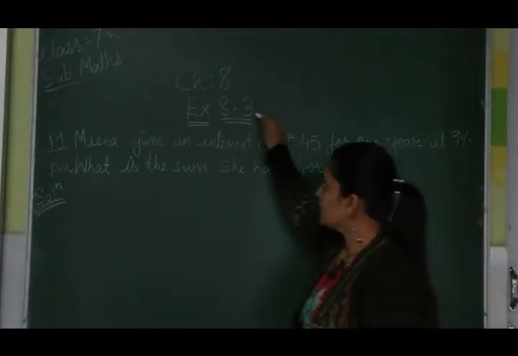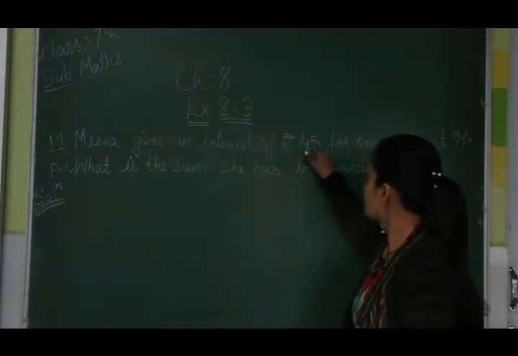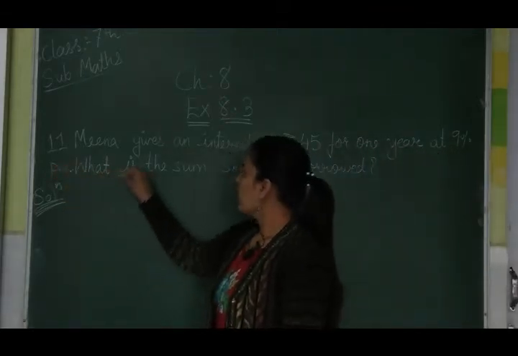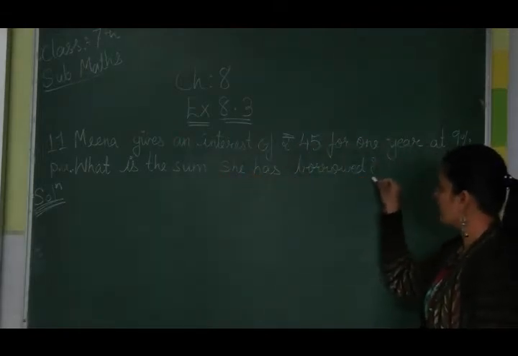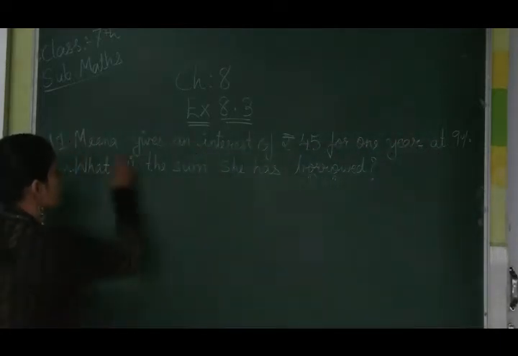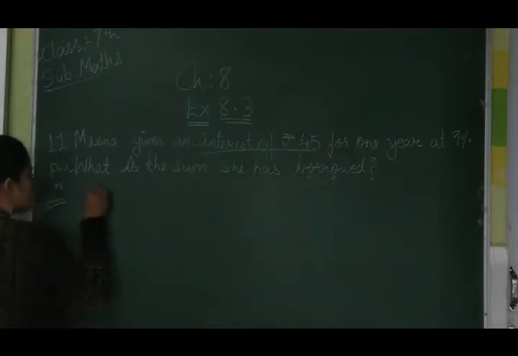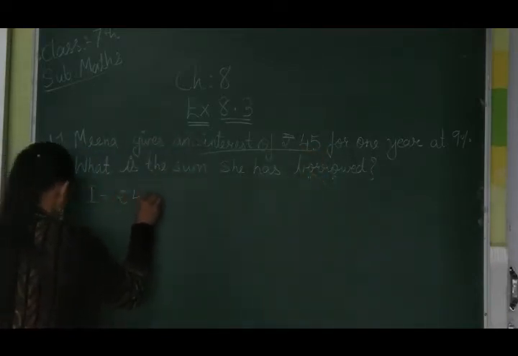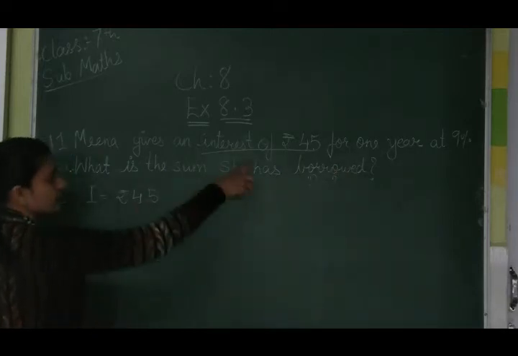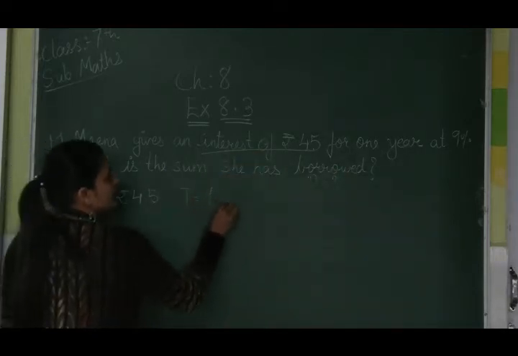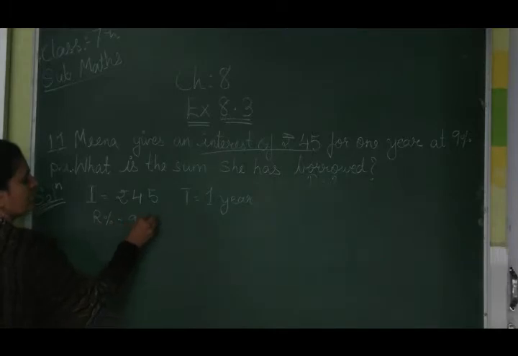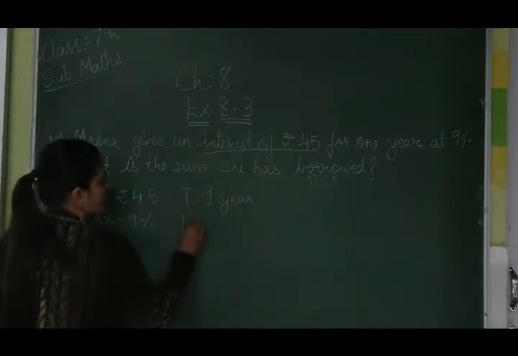Now exercise 8.3, Meena gives an interest of rupees 45 for 1 year at 9% PA means per annum. What is the sum she has borrowed? We have to find out the sum borrowed, that means we have to find out the P. Now what is given, that we will write down first. Meena gives an interest of rupees 45. So interest I is equal to rupees 45. After that at 9% per annum. That means for 1 year it is, so T will be equal to 1 year. Now 9% means rate of interest R percent is equal to 9%. What is the sum? That means P you have to find out.